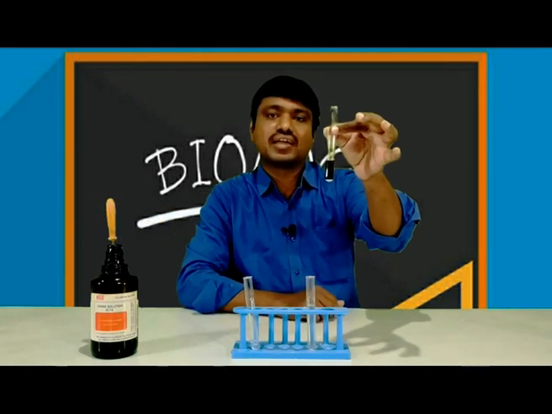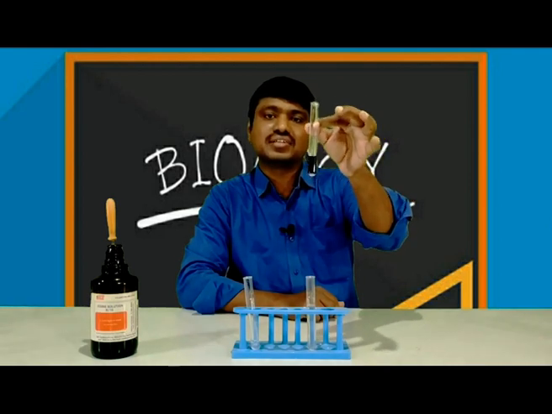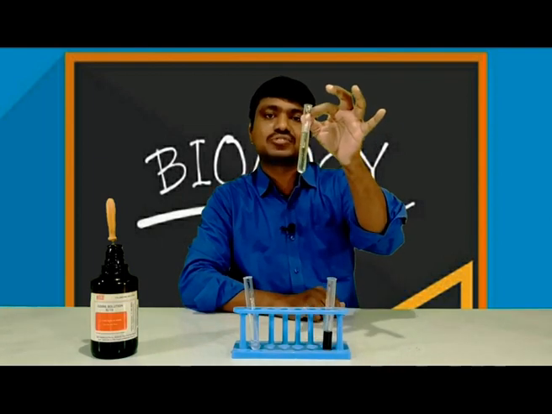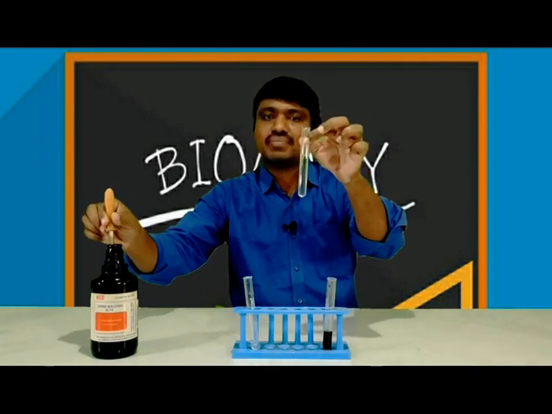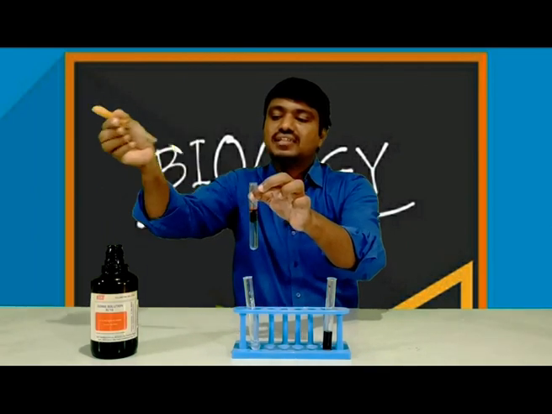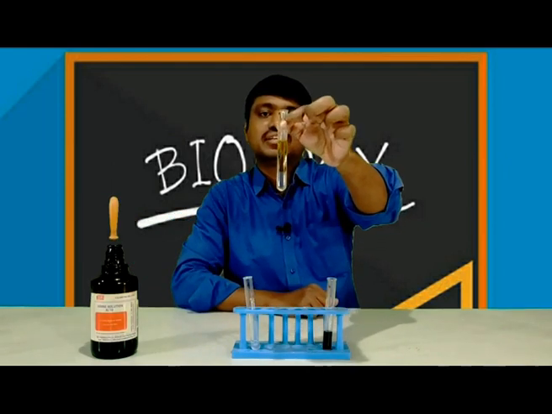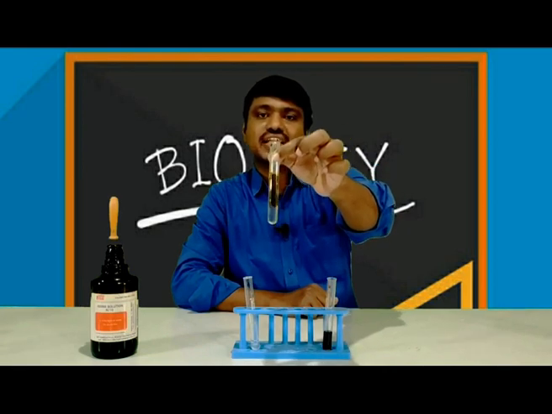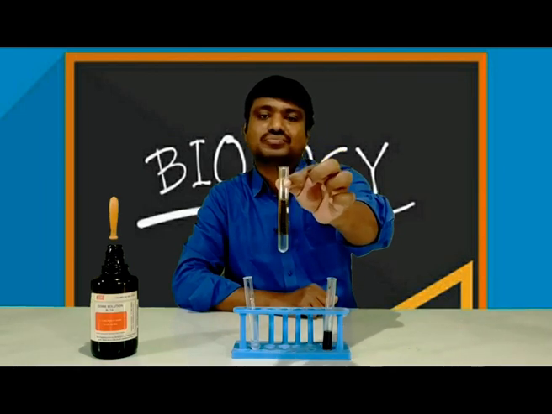Which gave again blue-black color, confirming the presence of starch in the first test tube. Let us repeat the same activity by taking a second test tube where we have added the saliva to the starch solution. I am adding again a few drops of iodine to this second test tube. So students, observe carefully, this did not give blue-black color, which indicates the absence of starch in this test tube.